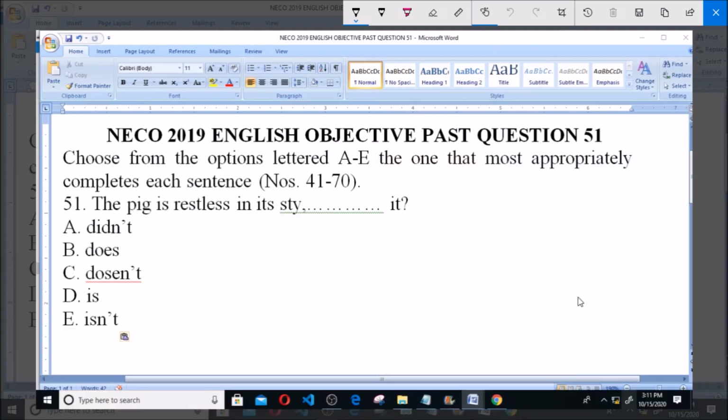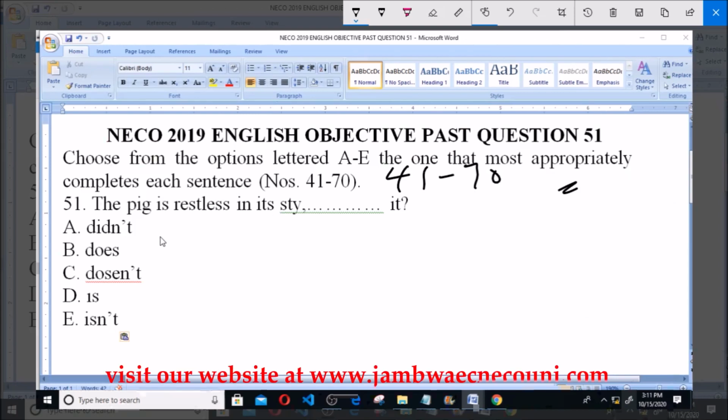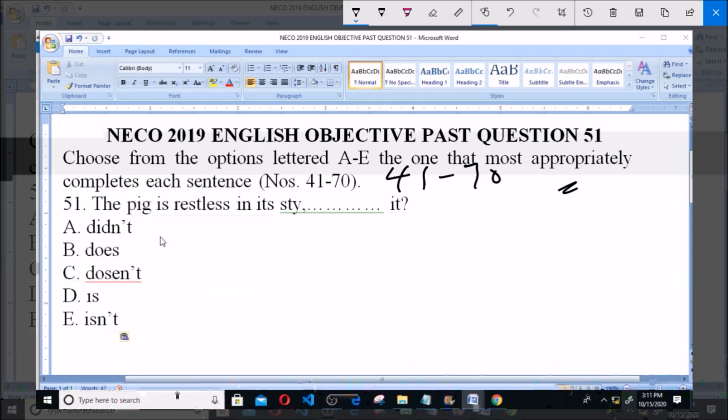Welcome. This is NECO year 2019 English Objective Past Question, question number 51. And to this question, we have this instruction which says that from the options lettered A to E, choose the one that most appropriately completes each sentence. And this instruction is to answer questions 41 to 70 for us. And to question number 51, the statement says: The pig is restless in its sty, dash it. The pig is restless in its sty, dash it.